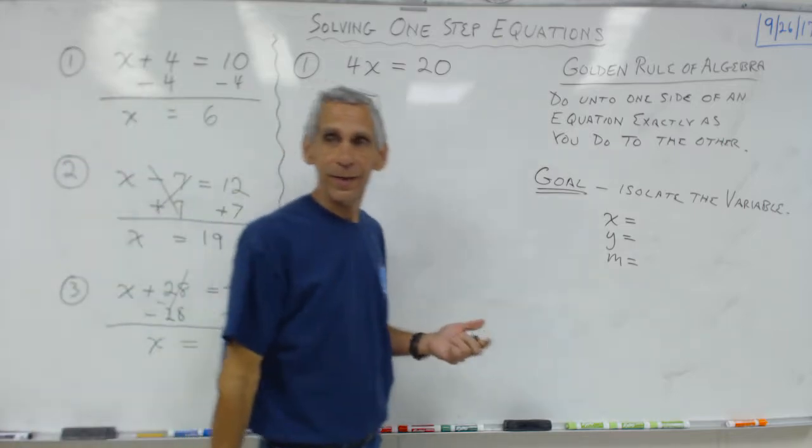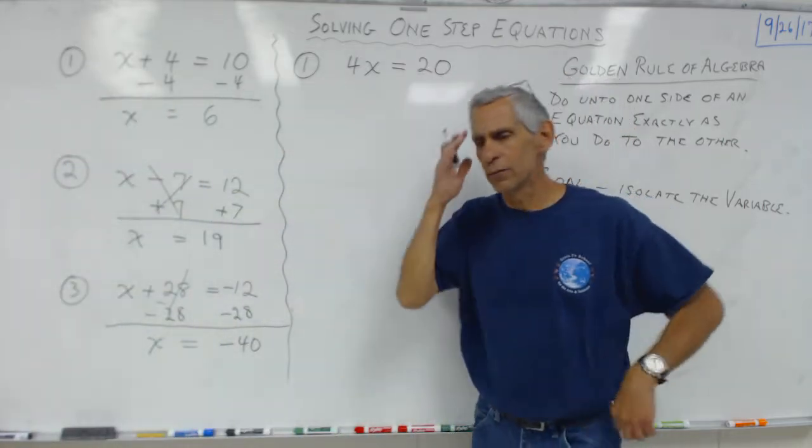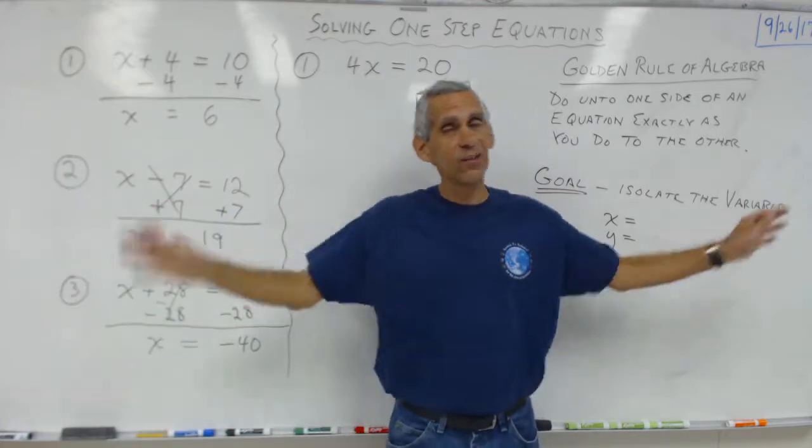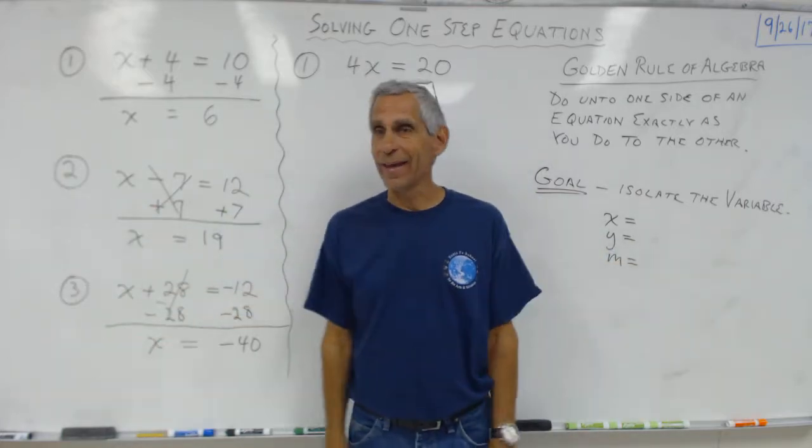Now, my guess is most of you immediately thought, well, let's see, 4 times what is 20? Oh yeah, 4 times 5 is 20. Ah, x is 5, right? Okay, x is 5. Great. We got that out of the way.